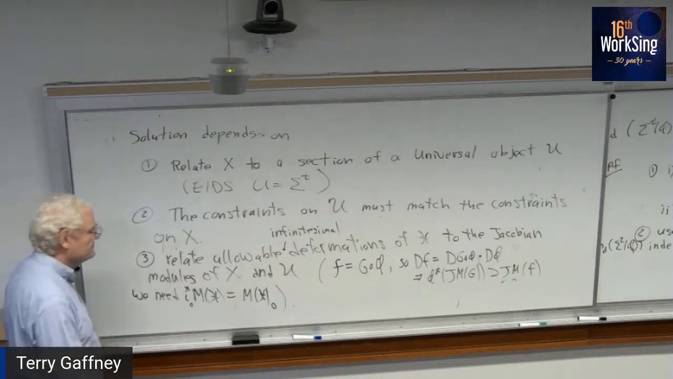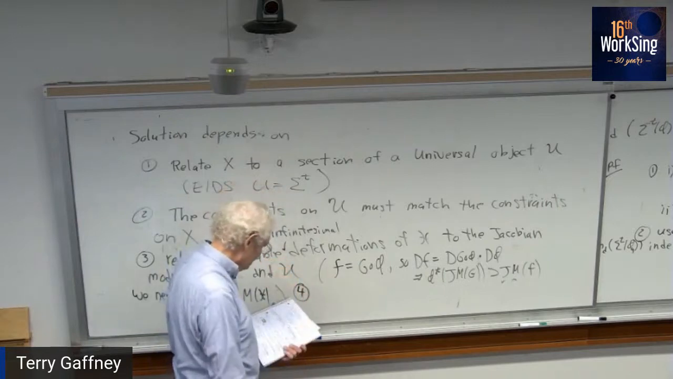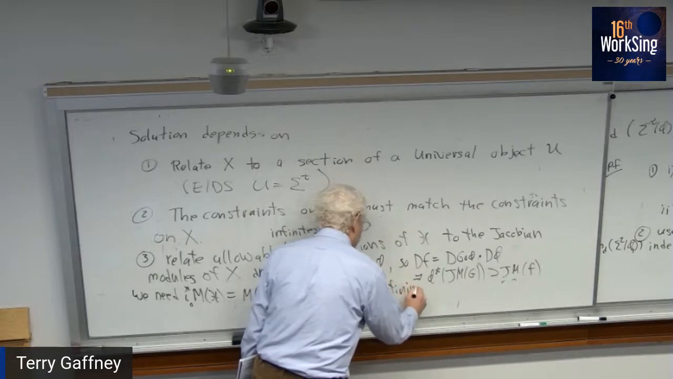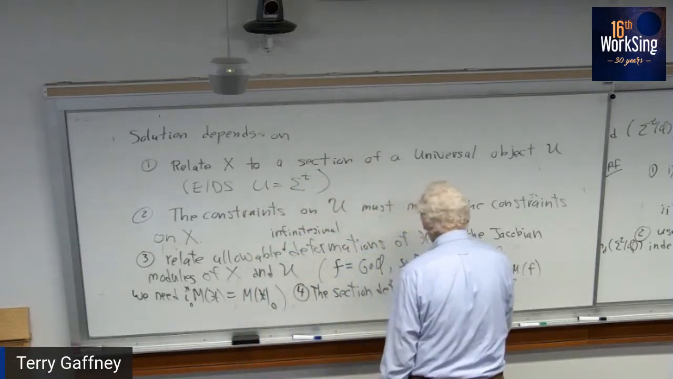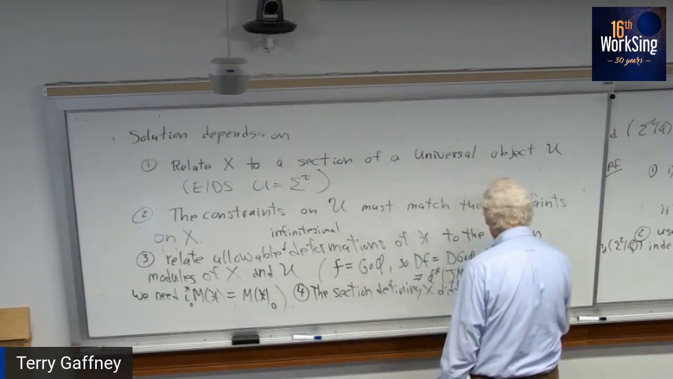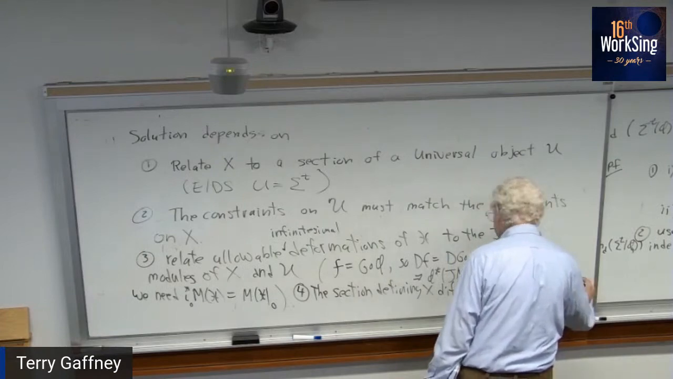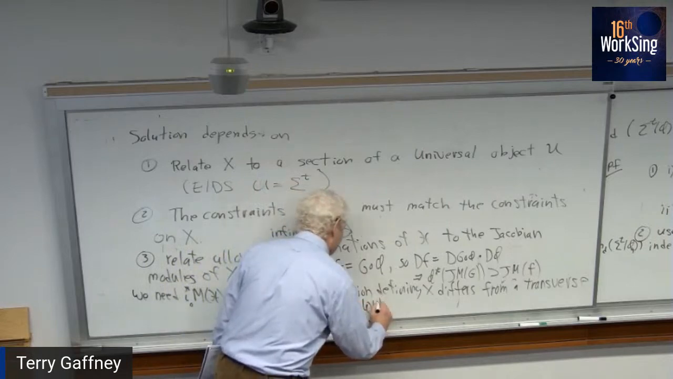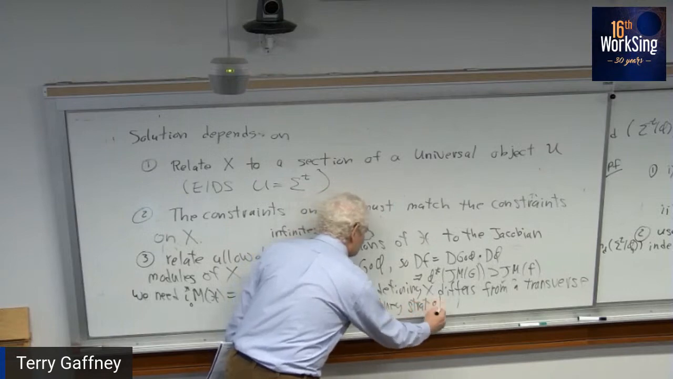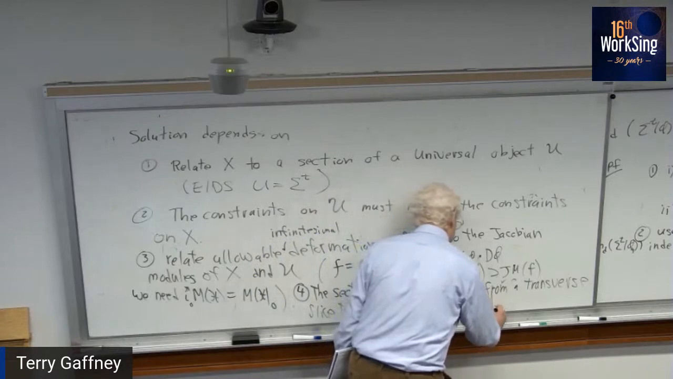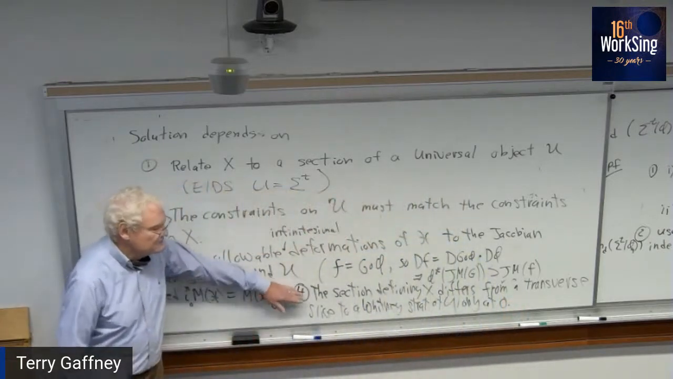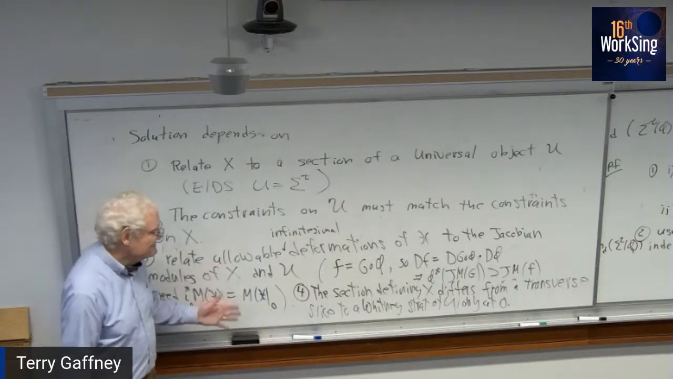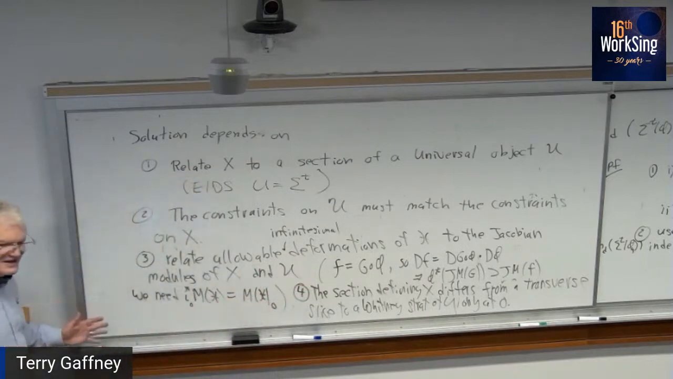And then we need a fourth thing. The fourth thing is easy to write down. The section defining X differs from a transverse slice to a Whitney stratification of U only at the origin. Remember, we needed this transversality condition to ensure that the multiplicity of the pair was defined. We're trying to track X in our universal space so that it doesn't change very much if you move it around.